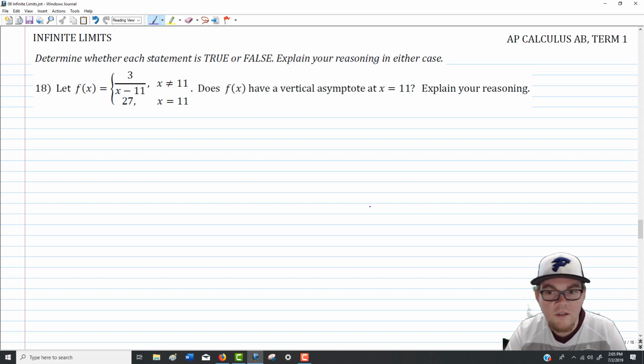Oh, this isn't true or false, is it at all? It just asks us to explain it. Okay, cool, I can do that. Does f of x have a vertical asymptote at x equals 11? Explain your reasoning. So the question is, do we have a VA there?